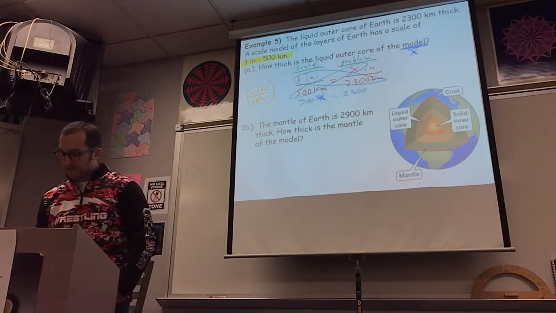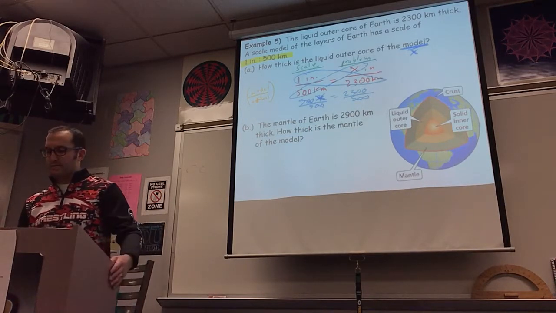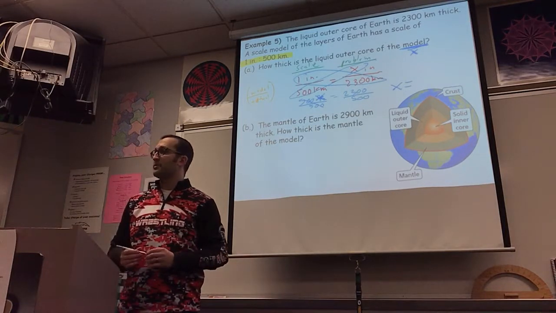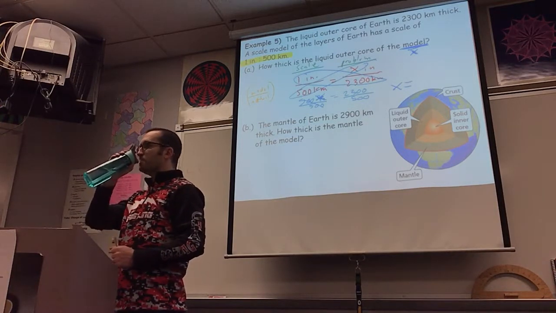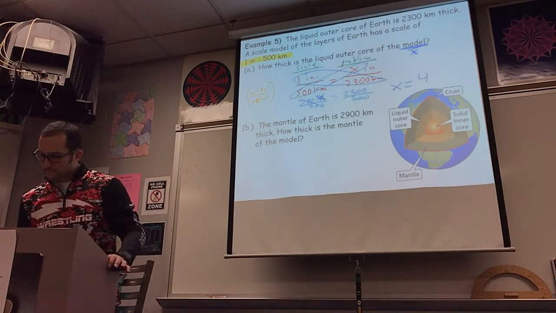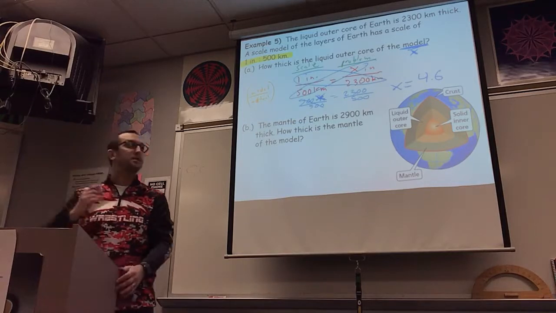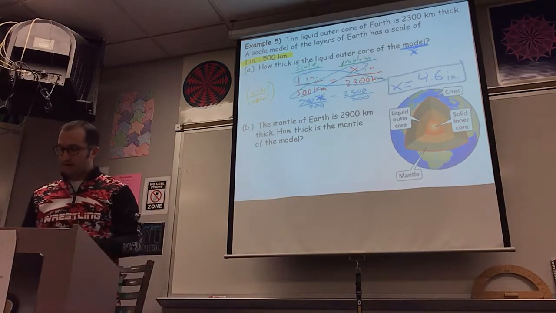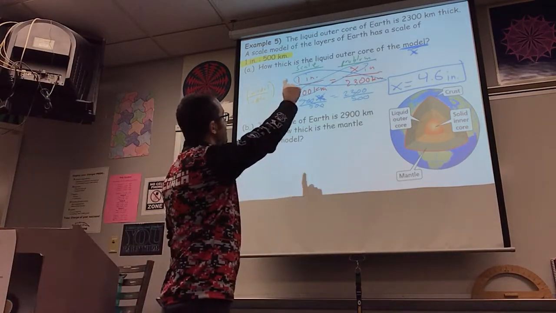Now to get x by itself, here's where that calculator can come into play. Anna's not the only one with a calculator. Jeremiah? 4.6 what? Kilometers. Nope. What were we looking for? Inches. Why is it going to be inches? Because that is model. Yep, see how it says how thick is the liquid outer core of the model?